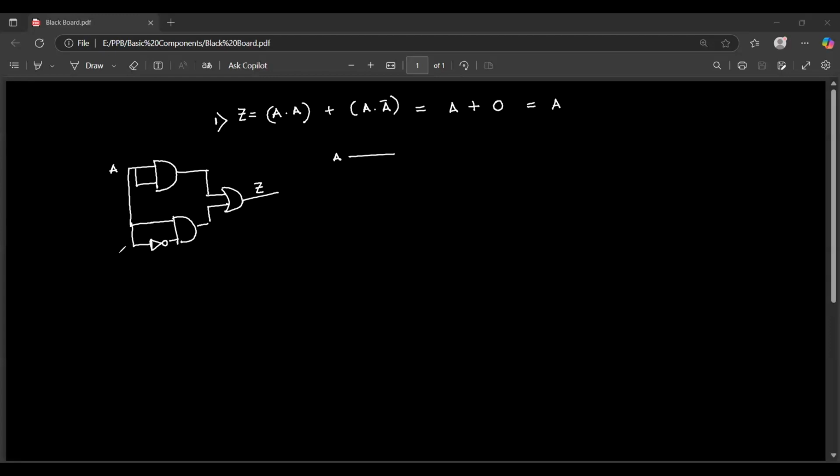Tell me, do you have to do this, or can you just pass it through a wire? That's enough, and the output will be enough. This is why we need to simplify. This is the need for simplifying Boolean expressions. And this will come in handy when we are doing scenario related practice questions.